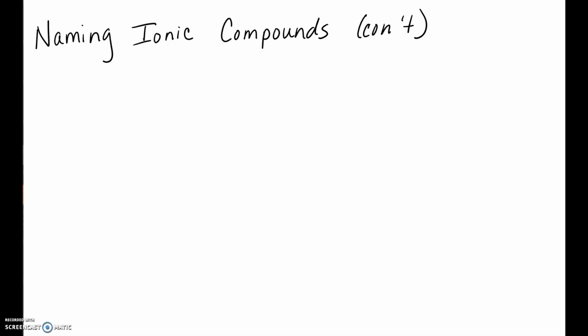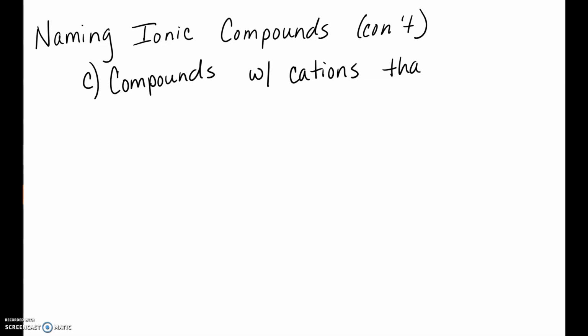Let's continue with naming ionic compounds. So the last type of ionic compounds that we're going to name are compounds with cations that have more than one charge.